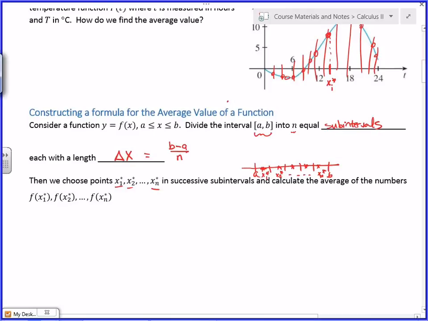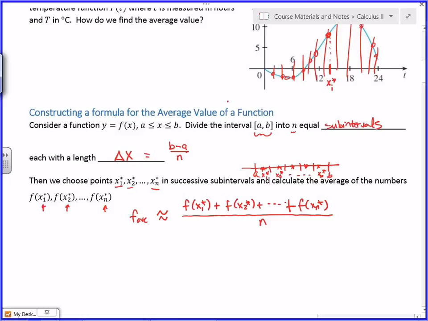Okay, and so what we really want to know is not the average value of the x's, but the average value of their function values. That's how we get the average value of the function. So we're going to plug in each one of those, x1 star, x2 star, all the way up to xn star. So our average value of the function would be approximately, and it's approximate because we've done this over discrete intervals, f at x1 star plus f at x2 star plus all the way out to f at xn star, divided by how many subintervals there are.